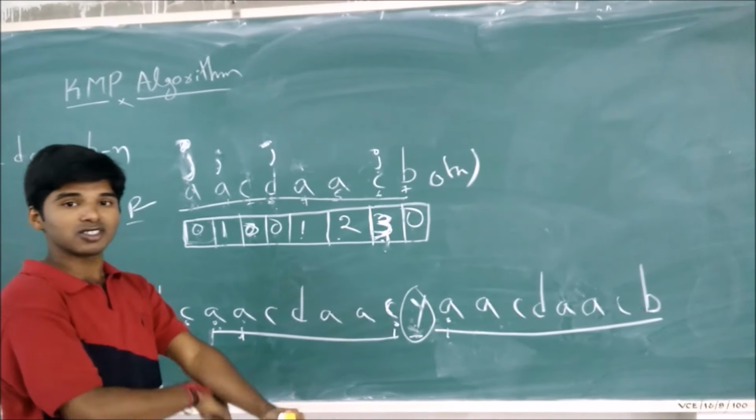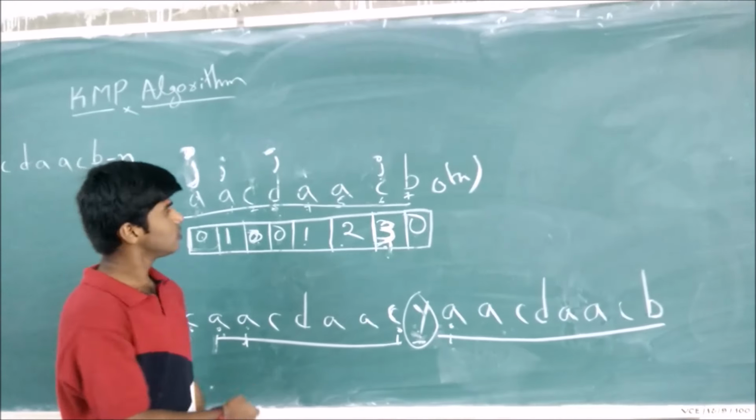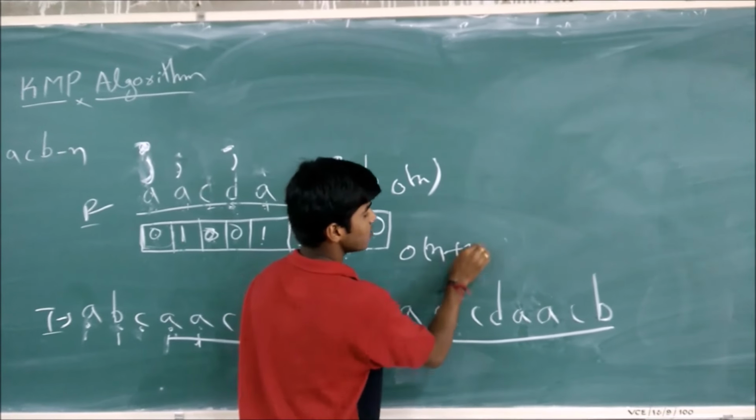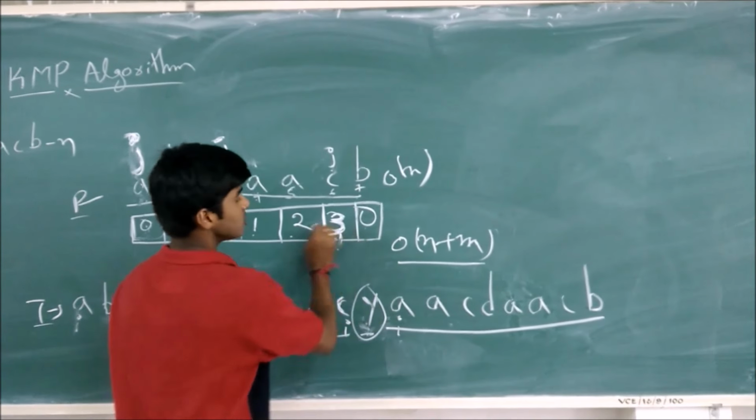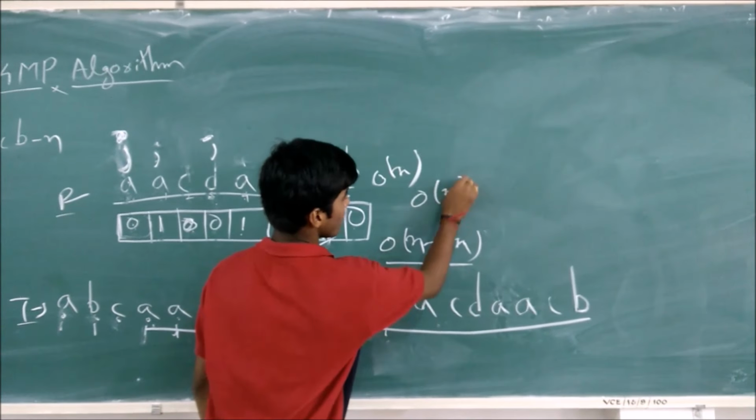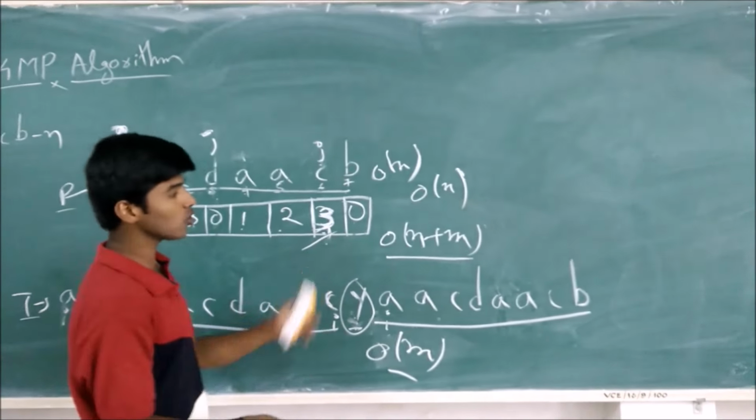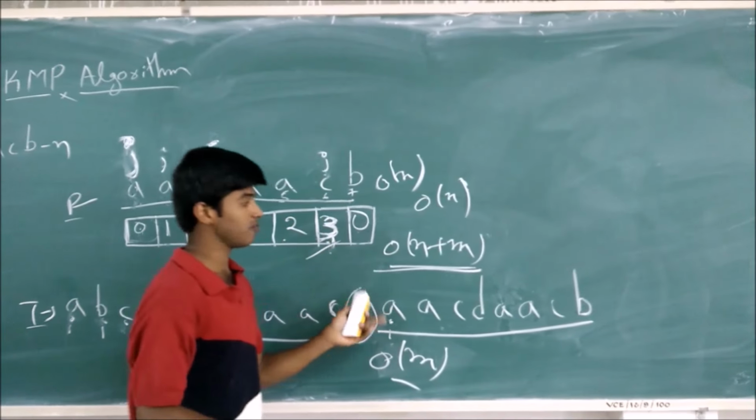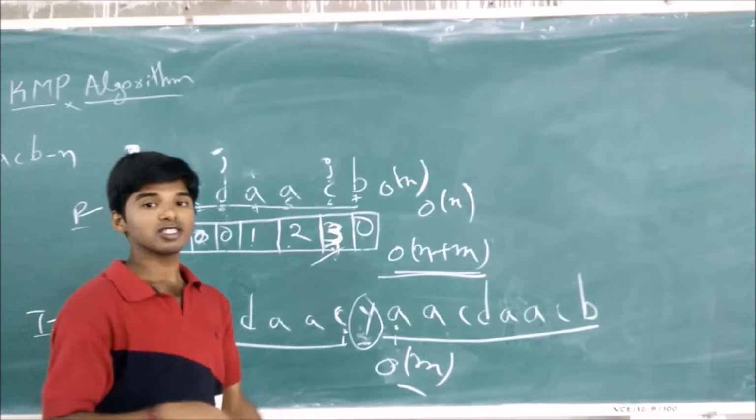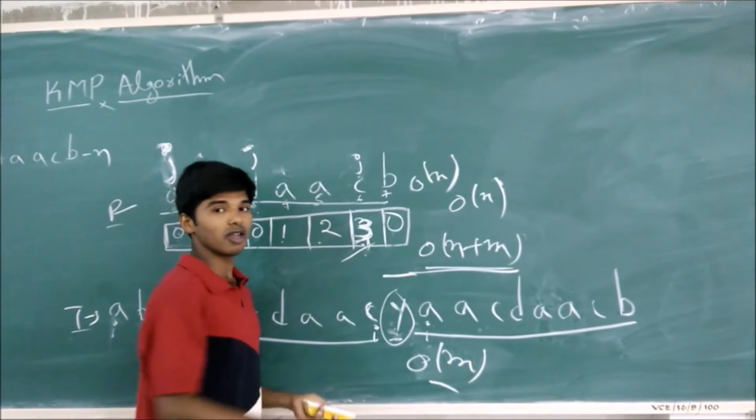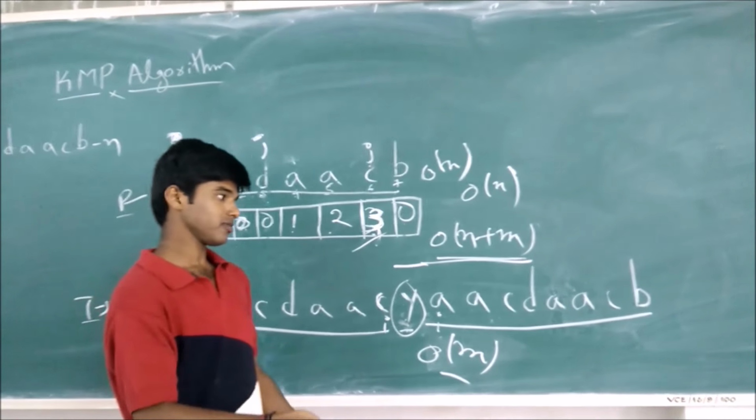In that way, certain iterations can be brought down, and it works in big O of n plus m time, where the construction of the array takes big O of n time, and the searching algorithm takes big O of m time. The overall time happens to be big O of n plus m, which is linear time. Thus, we can bring down the n times m time into big O of n plus m linear time.